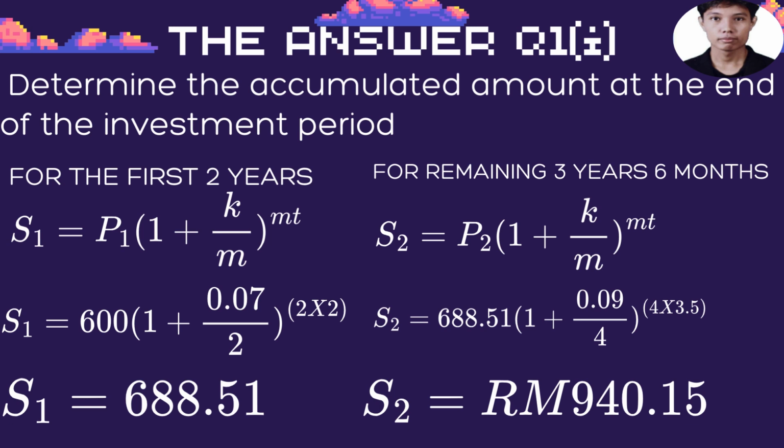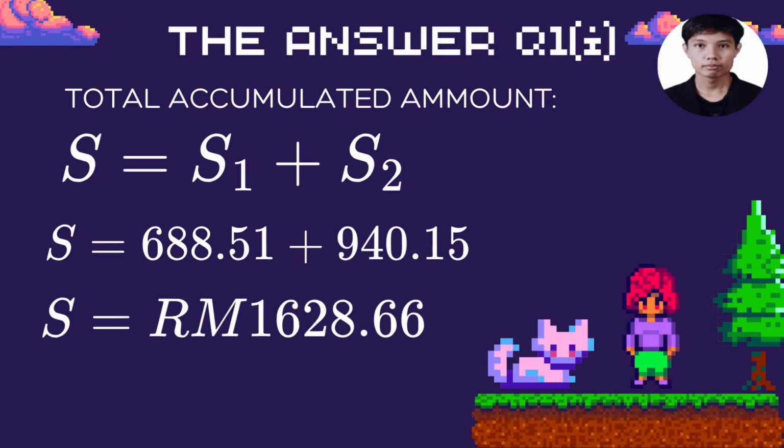Next, for the remaining 3 years 6 months, we use the same formula again, which is S equals P open bracket 1 plus K over M closing bracket to the power of MT. So S equals the principal amount, where we enter the total accumulated amount for the first 2 years, which is 688.51 open bracket 1 plus 0.09 over 4 closing bracket to the power of open bracket 4 times 3.5 for the remaining 3 years closing bracket. So the total accumulated amount for the remaining 3 years 6 months is RM 940.15.